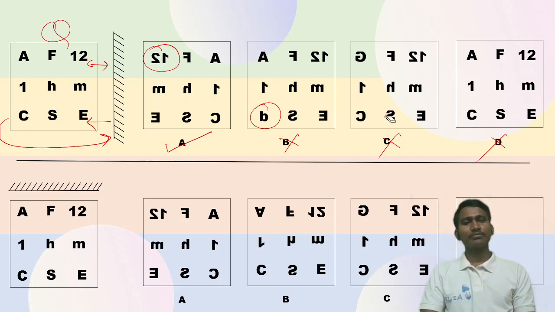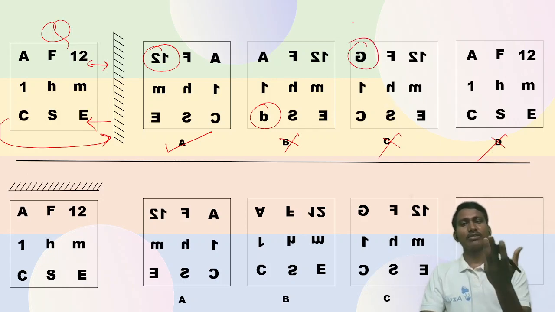And is it C? Why is it not C? If you see, there is a new letter G. Where is G in the question figure? There is no G, so not possible.